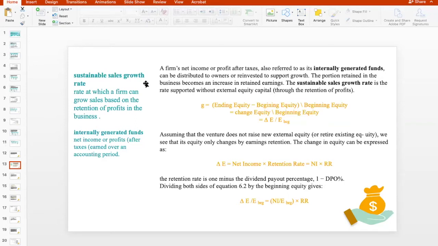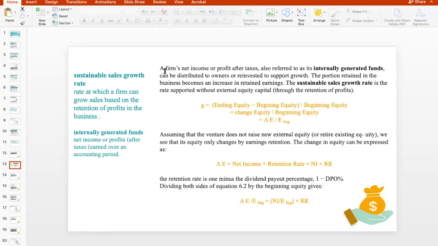So that's why we have to deal with what we call the sustainable sales growth rate. A firm's net income or profits after taxes is also referred to as its internally generated funds. The company's profits represent its own self-financing resources, so they can be distributed to owners or reinvested to support growth. The portion retained in the business becomes an increase in retained earnings. Every time you retain profits, this gives you more self-financing resources.